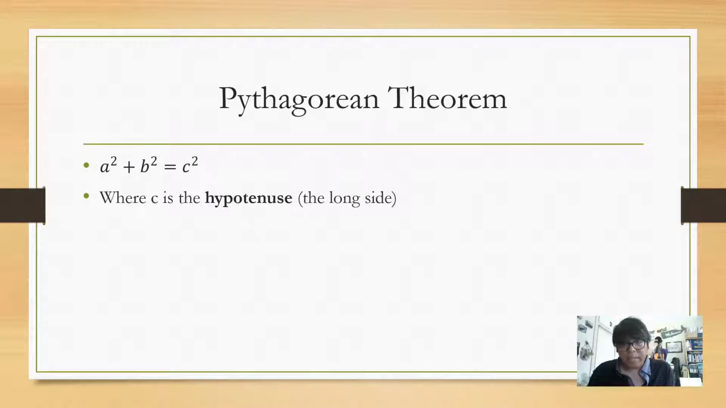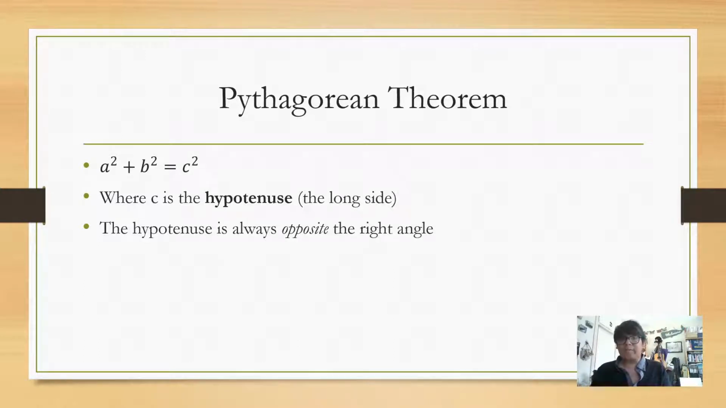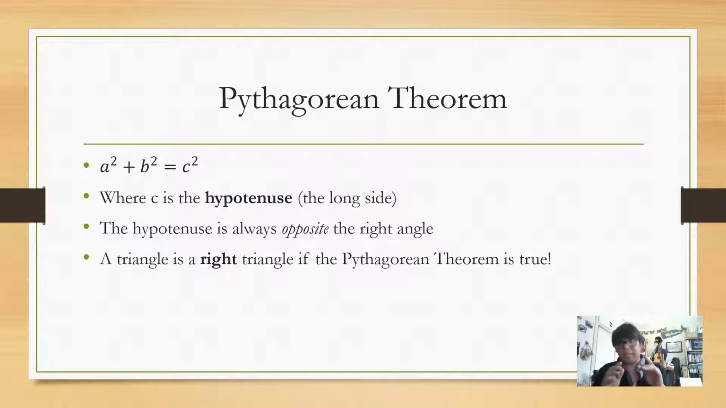Here we go. C has got to be the hypotenuse of the triangle, and that's the long side. But the way that we're going to be approaching it today is that C is the side that's opposite the right angle. And then, of course, like yesterday, if a triangle is a right triangle, then the Pythagorean theorem is going to be true. And actually, it works the other way around also. If the Pythagorean theorem is true, then you have yourself a right triangle.